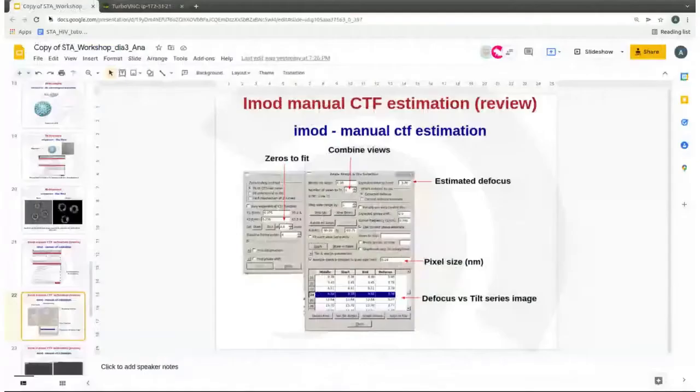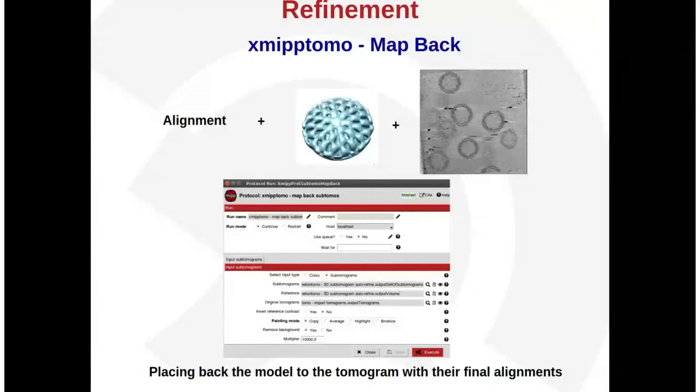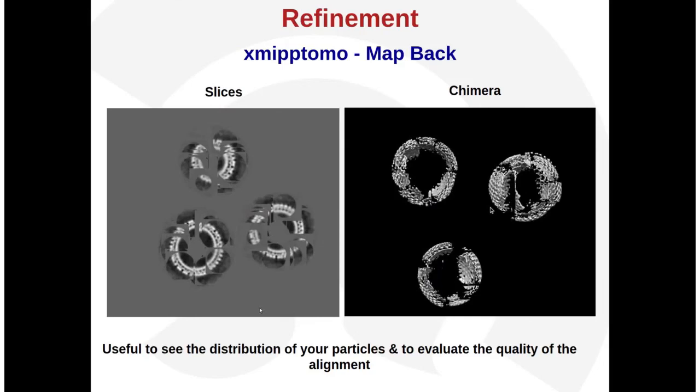And just to remind you, for the map back, Estrella told you a little bit before, but what we will do is run a protocol which belongs to Xmipp, in which we will give it the alignments that we have already performed, the final volume or final average, and the tomogram. And what the program will do is put back copies of this final volume to the positions of the viruses that we had selected. Okay. So the final results will look something like this.